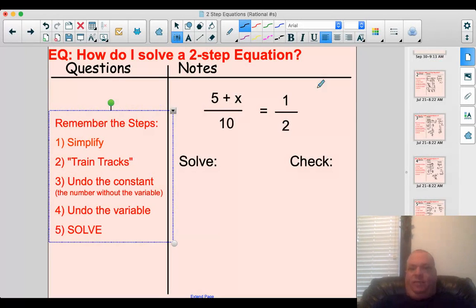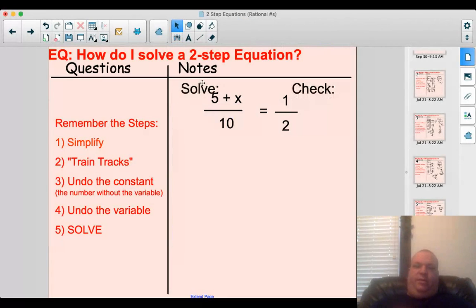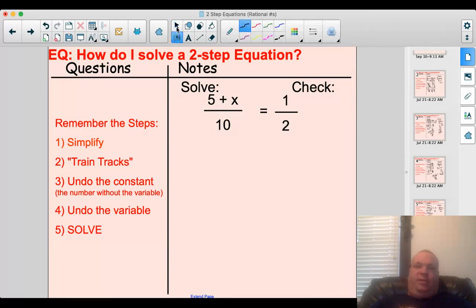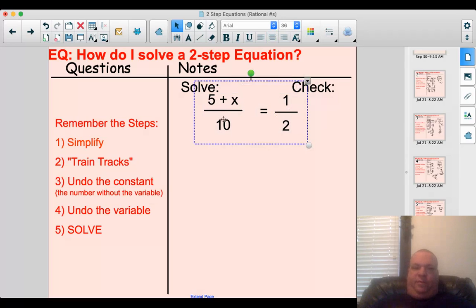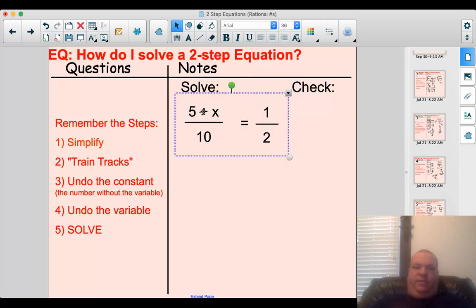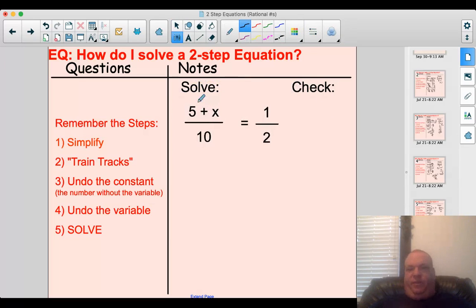All right, so here's an interesting looking one. Again, here's my x. I don't have any simplifying I can do. So I'm going to go right to my train tracks. And again, just think about what order things were done in here. There's kind of an implied parentheses here from the fraction bars. Because if I knew what x was, I'd add 5 to it and then divide the whole thing by 10. So it's kind of like these are in parentheses.